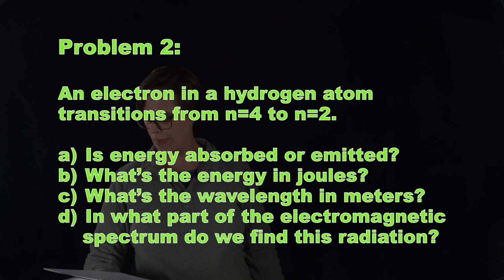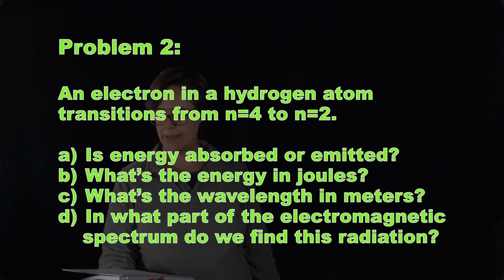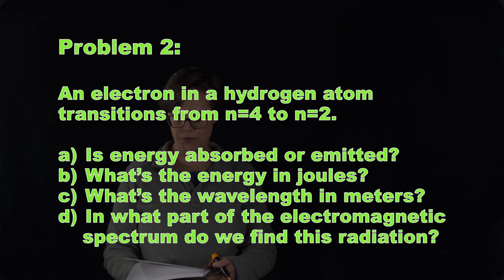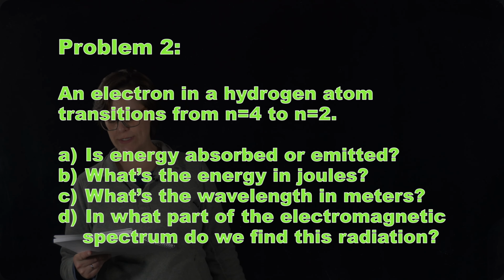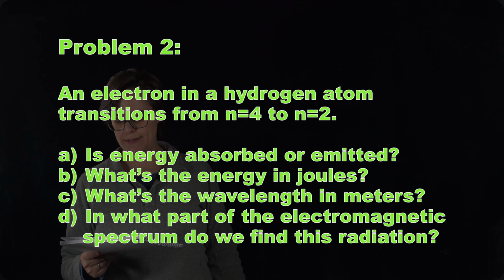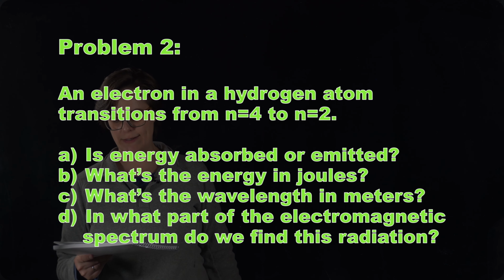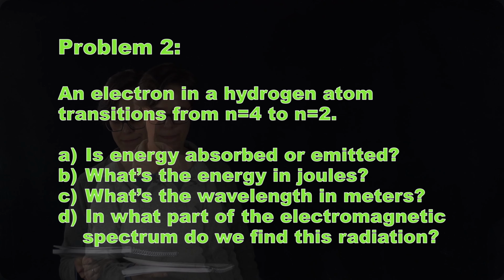Problem 2. An electron in a hydrogen atom transitions from n equals 4 to n equals 2. Question A, is energy absorbed or emitted? Question B, what's the energy in joules? C, what's the wavelength in meters? And D, in what part of the electromagnetic spectrum do we find this radiation?